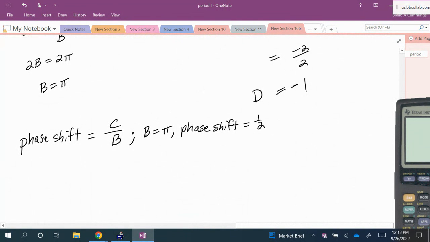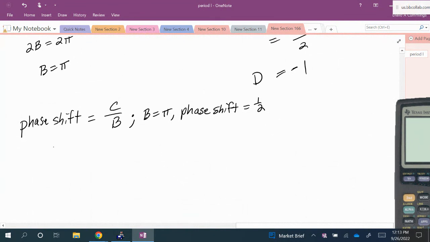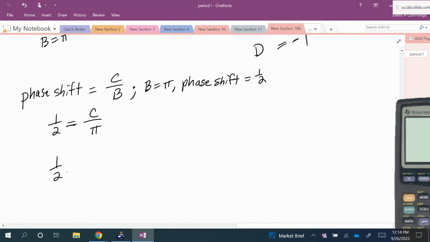So I'm going to substitute all of this into this phase shift formula to find C. So we have the phase shift, which is 1/2. That's equal to C over pi. I'm going to multiply both sides by pi. So I have 1/2 pi is equal to C.